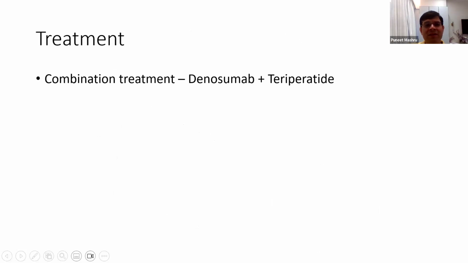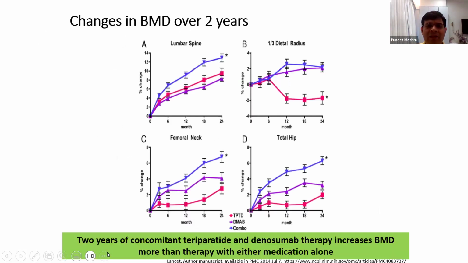Now, for this particular patient, he had a spine fracture and a hip fracture, so we give a combination of denosumab with teriparatide. Why I give this combination is that there is data that shows, as you can see in the blue line, there's a maximum increase in BMD with a combination of teriparatide and denosumab compared to denosumab alone or teriparatide alone.